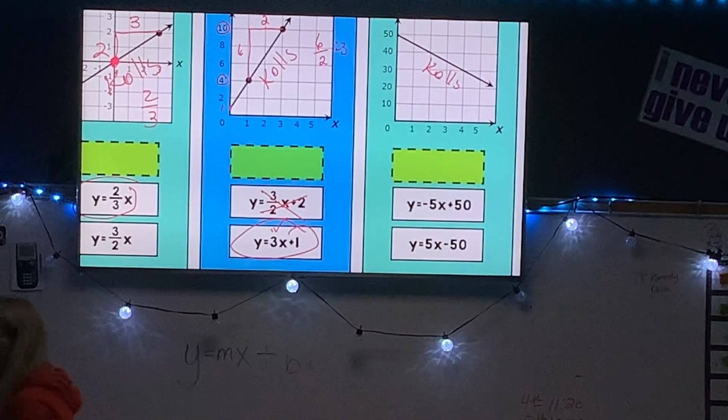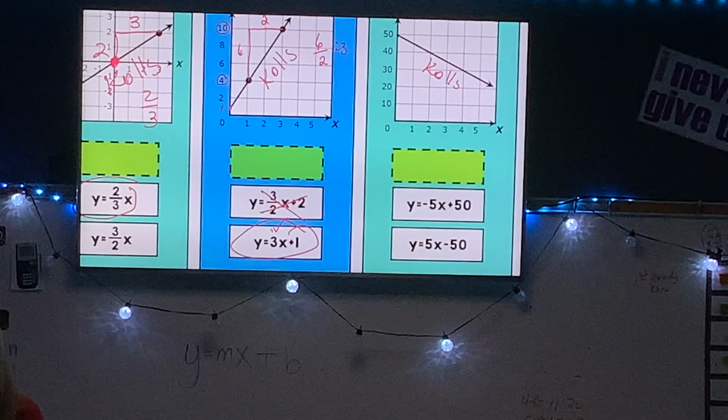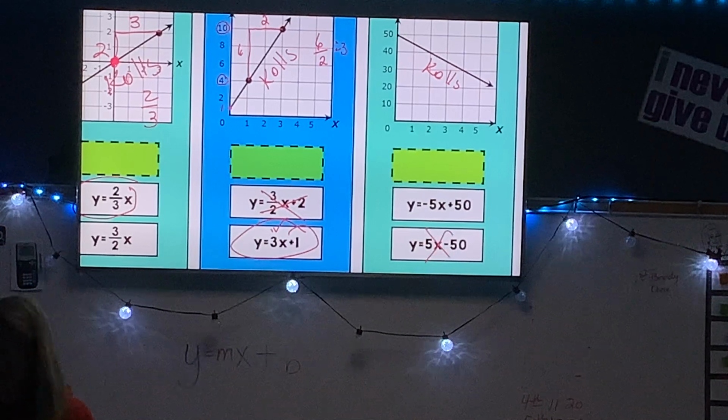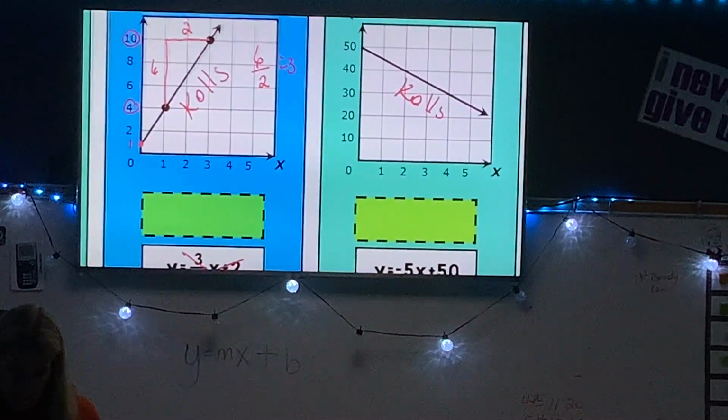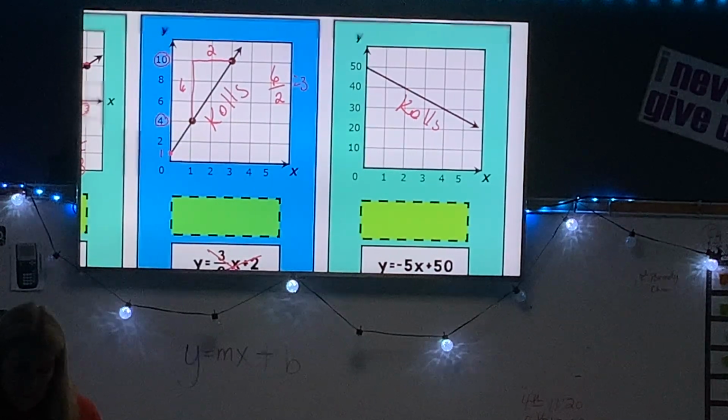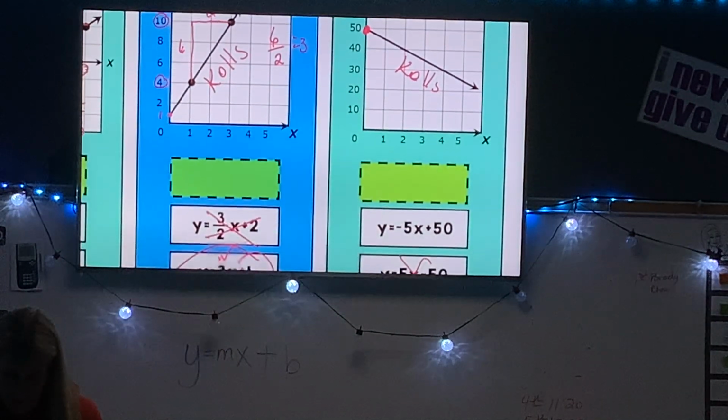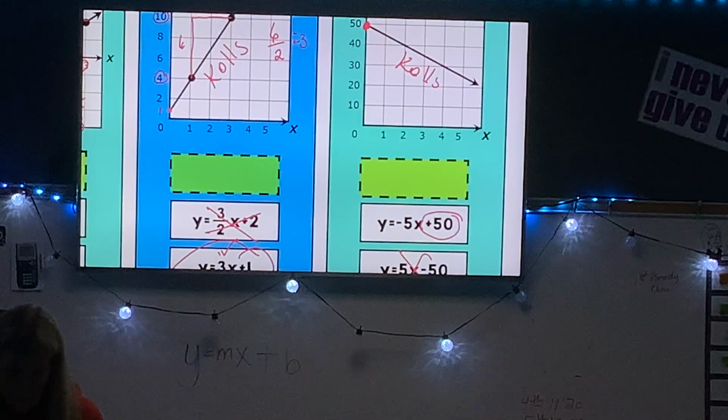Positive or negative slope? Negative, good. So what's got to be negative? The number in front of the x or the number after the x? In front. Do you see how to get rid of dumb answers? Okay? But let's keep checking. Starts at positive 50, so that also helps.